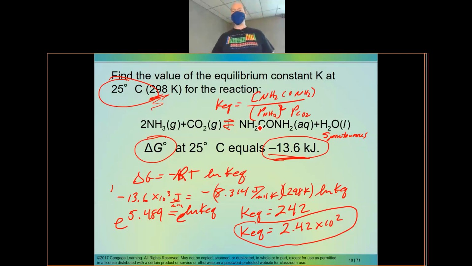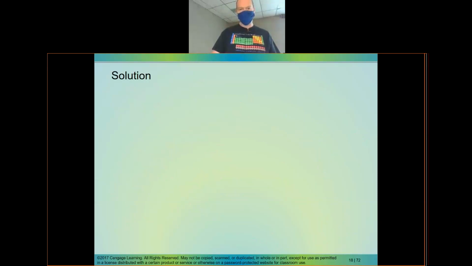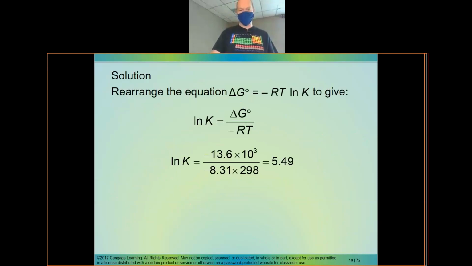So you can predict that you're going to have a spontaneous reaction. Anytime it is spontaneous, that is going to be a large K value. And when I say large K value, that means that your K is greater than 1. When K is equal to 1, you're at equilibrium. So when you're at equilibrium, K is equal to 1, that means you have the same number of products as reactants. So greater than 1 is large, less than 1 is small.